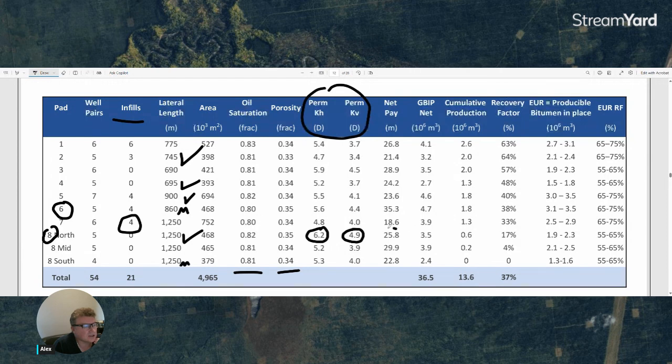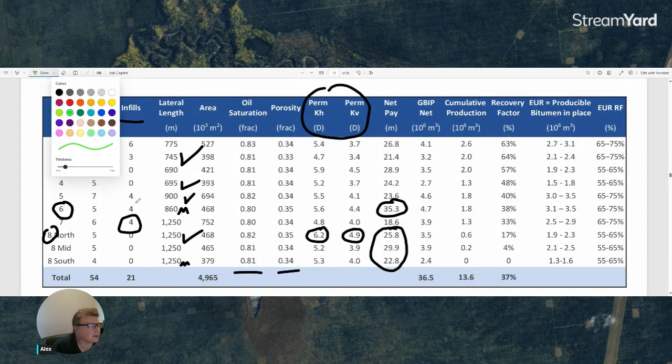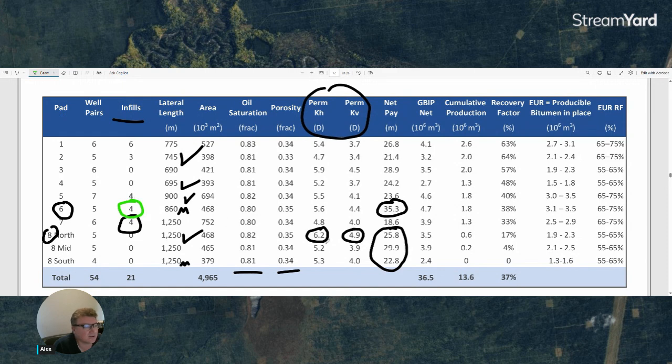So the pay thickness is also pretty good. 25, 29, 22, so similar to in the past. But for example, this one had 35, and that's why they want to stay closer on that bed. And that's why they drill the infill well. See? That's why they did the 4 infill wells, because they want to take advantage of the 35-meter pay thickness. But they're really taking advantage of pad 8 because it has really nice permeability. Do you guys see that?